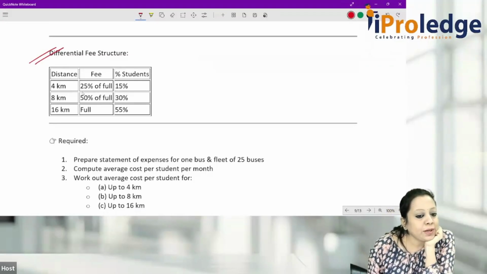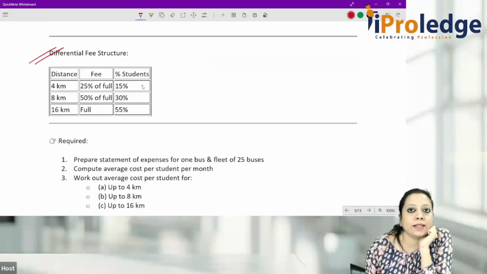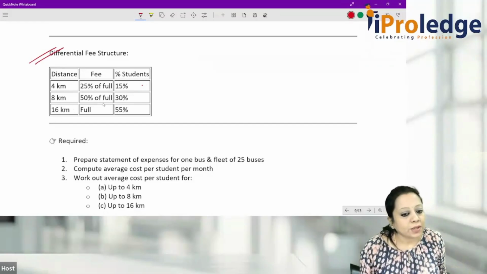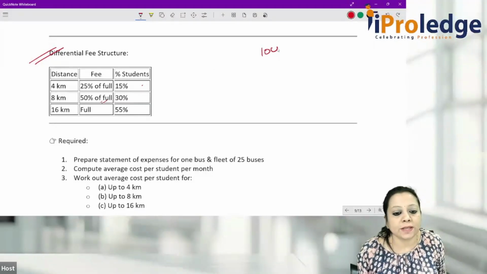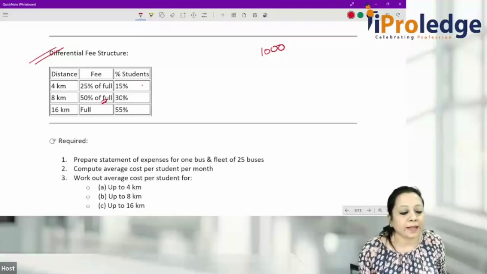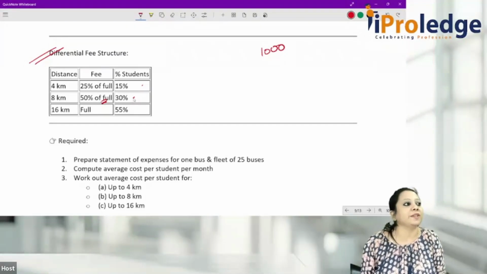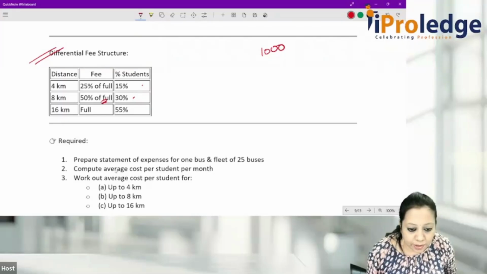Can you all see, up to 4 kilometers, 25% of the full fees is collected, and 15% of the students are using the bus facility. Within the radius of 8 kilometers of the school, 50% of the full fees should be paid. Suppose the fees is 1,000 rupees, it means they will pay 500. And then how many students are using? If there are, say for example, 50 students, 30% of 50 students are only using it. Same way, the next category also.